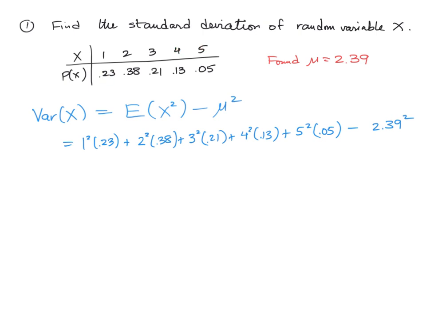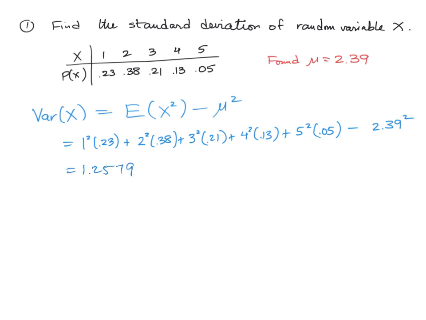Remember, expected value of x would just be 1 times 0.23, 2 times 0.38, etc. But expected value of x squared will be 1 squared times 0.23, 2 squared times 0.38, etc. So that's what I've done over here. I've added each of their squares times the corresponding probabilities, and that's this expected value of x squared. And then I have to subtract off the mu squared, which is the 2.39 squared. Now I've done that on my calculator, and I ended up with 1.2579.